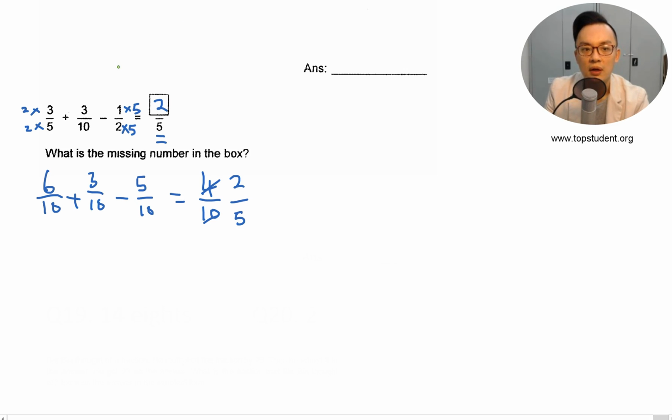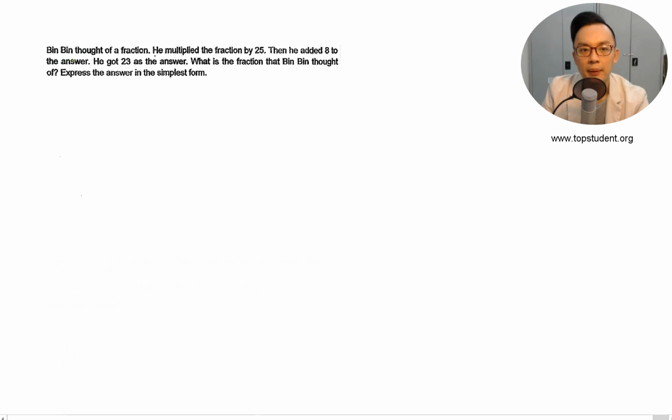So in this question, I want you to learn how to convert everything into the same denominator. Once you have plus and minus, you need to convert your fractions to the same denominator. Then you can plus and minus your fractions. Once you get it, then you simplify it to the simplest form.